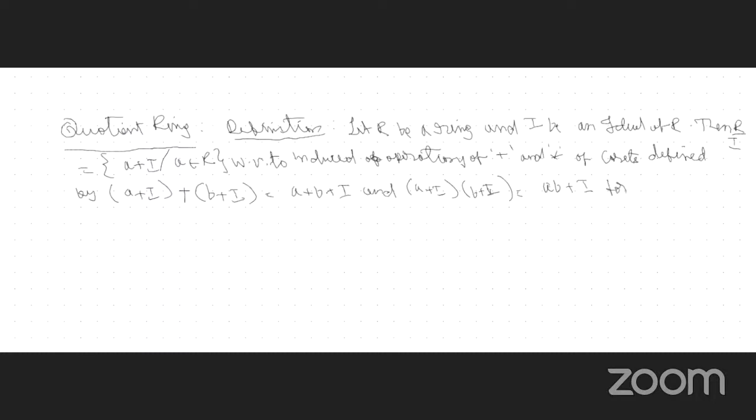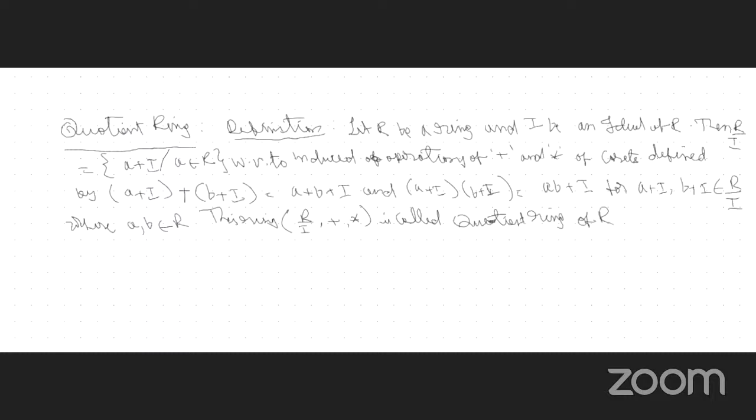For a plus I, b plus I belongs to R by I, where a, b belong to R. This ring R by I, with plus and star, is called the quotient ring of R.